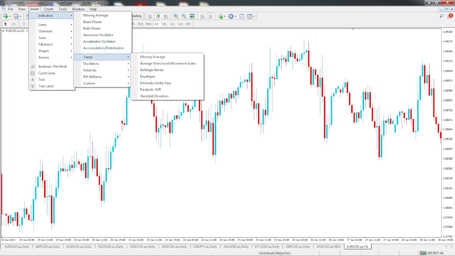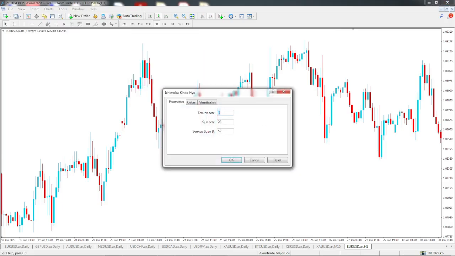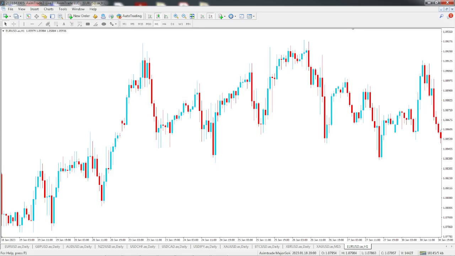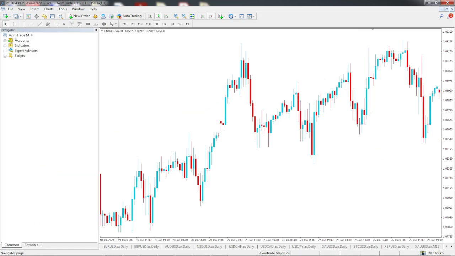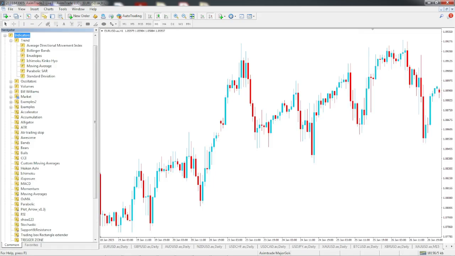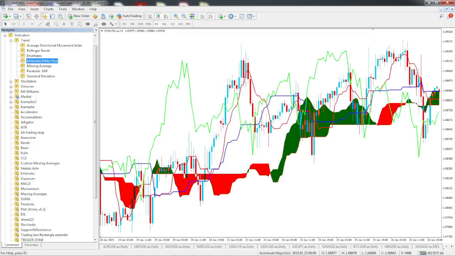Under Trend, select the Ichimoku Kinko Hyo. The second method will be the easiest one, as you click and drop it from the Navigator panel. To do that, simply go to the Navigator panel, Indicators. Under Trend, click the Ichimoku Kinko Hyo, then drag and drop it on chart.